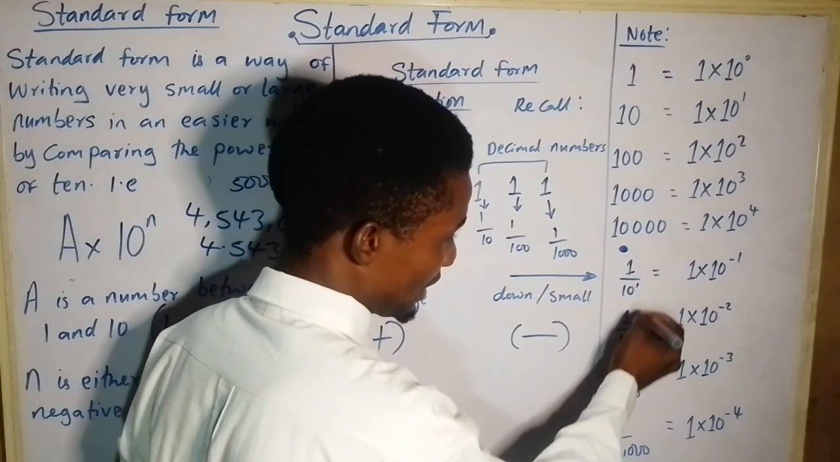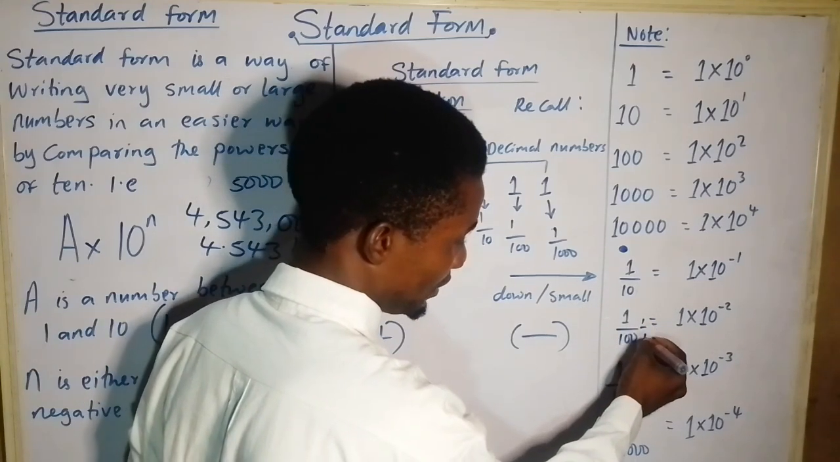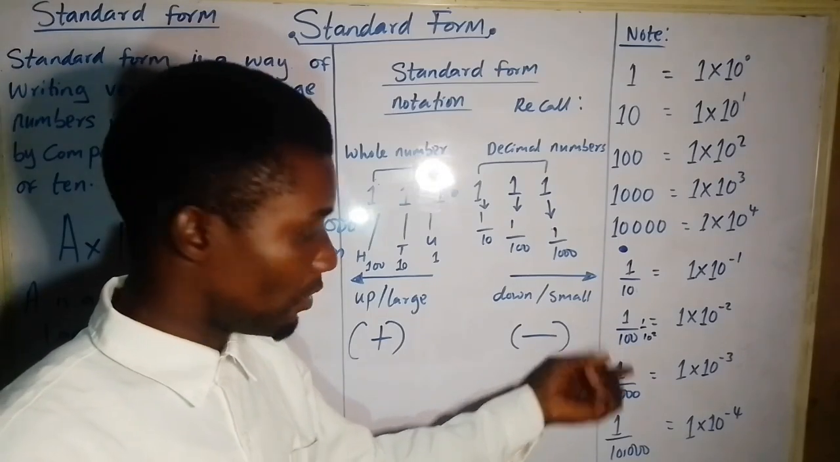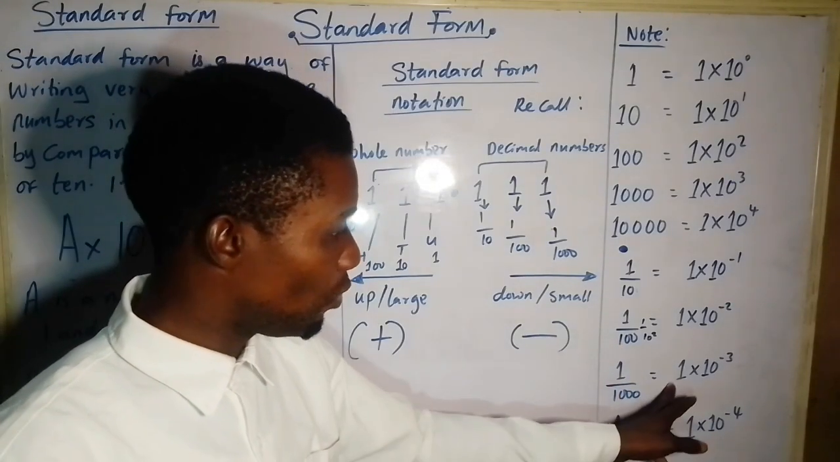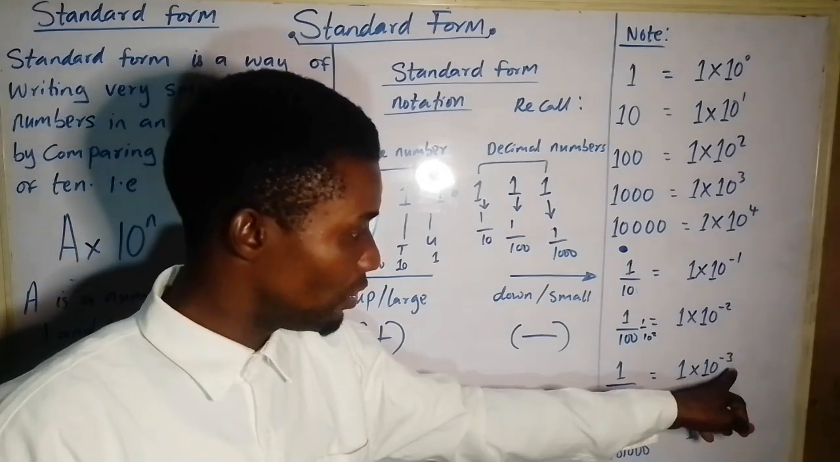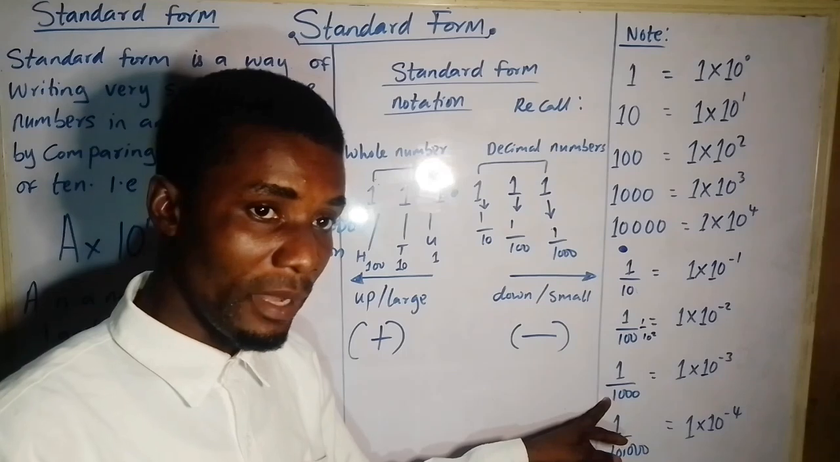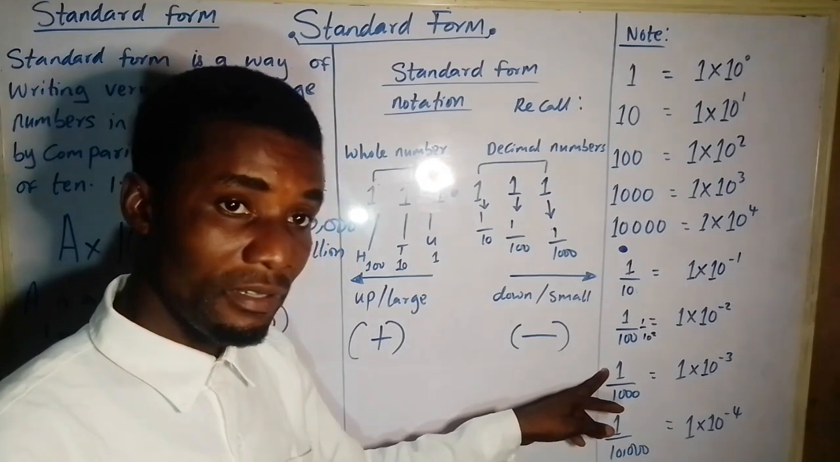This one is times 10 raised to power what? Power 2. You can write this one as 1 over 10 raised to power 2, which also means this. The next one is 1 over 1000, and it can be written as 1 times 10 raised to power minus 3. Why are you having your minus?